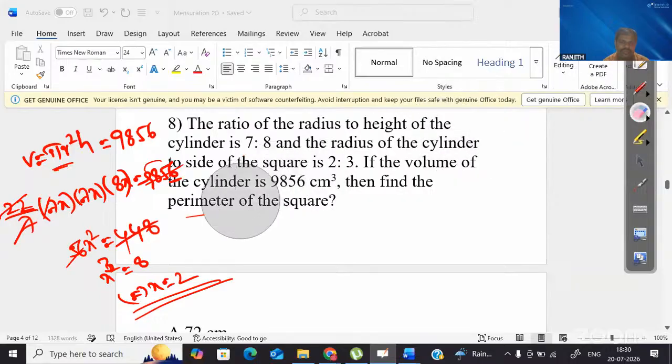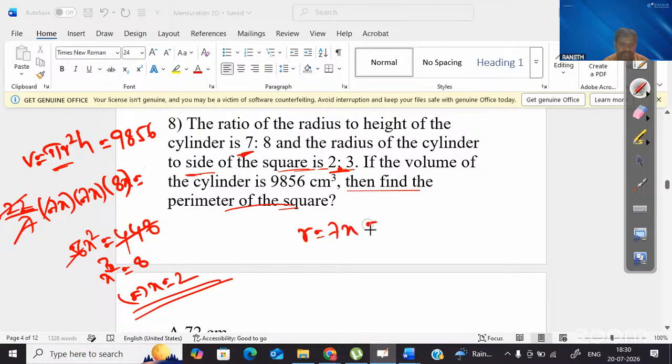And the next one, what is the next one? The radius of the cylinder to the side of a square is 2 is to 3. Then find the perimeter of square. So radius will be equal to, here radius equal to 7 times of x. 7 times of x equal to, where x equal to 2. 7 2s are 14.